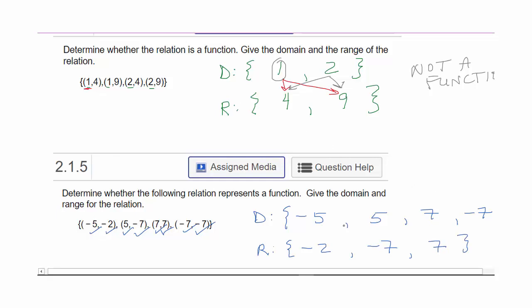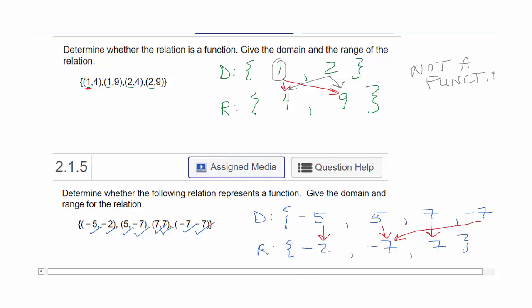So now I'm going to match them up, and we're going to have -5 matches up with -2, 5 with -7, 7 with 7, and -7 with -7. So is this a function? What do you think? For each input, do we have exactly one output that it matches up with? Is it a good predictor?